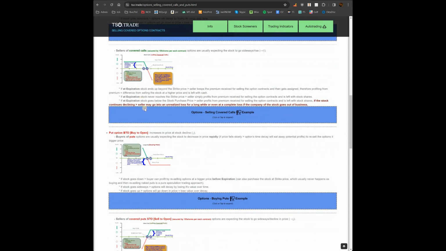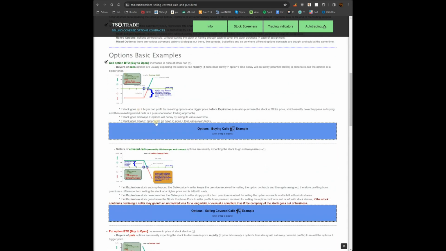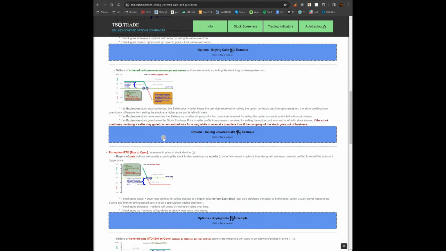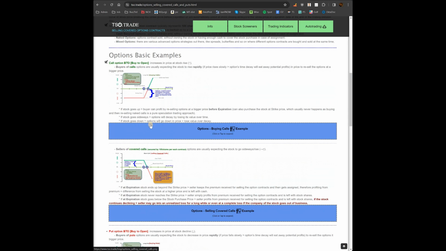Now you can buy calls and you can sell calls. It's a similar approach. If you're a buyer, you really expect it to go up. If you're a seller, it kind of depends. It's okay for you if it goes up, and it's okay for you if it goes sideways.